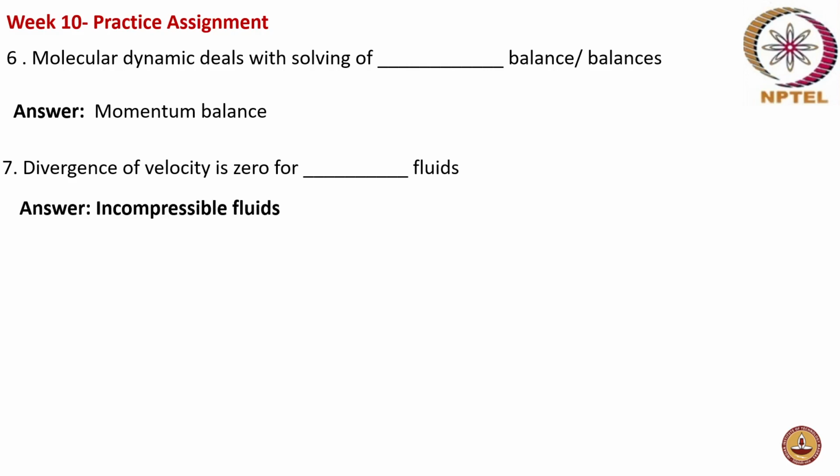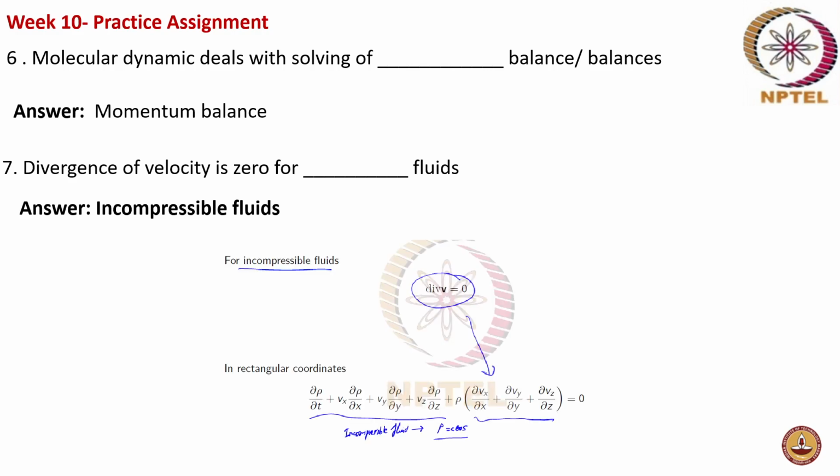So the answer is for incompressible fluids, the divergence of velocity is 0. Because in case of incompressible fluids, if you see in rectangular coordinates, for incompressible fluids obviously your density is not a function of time and space. So density is constant.